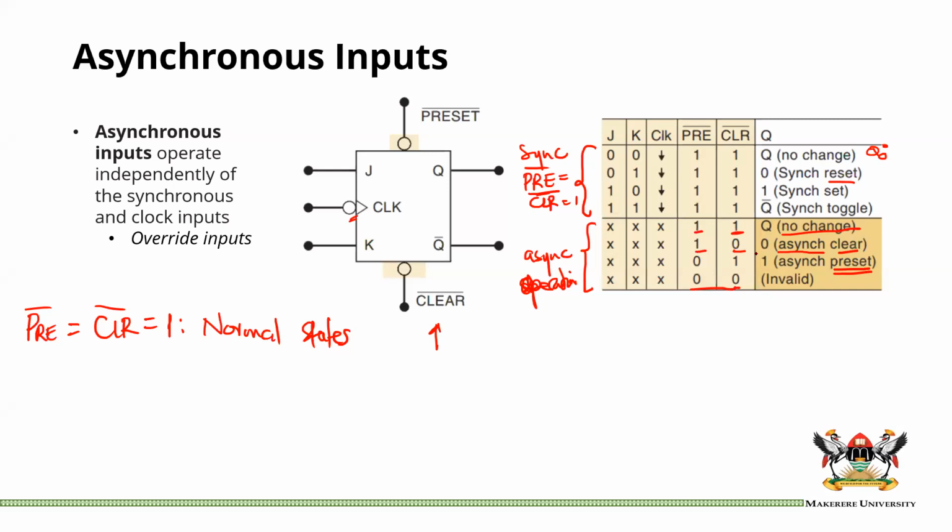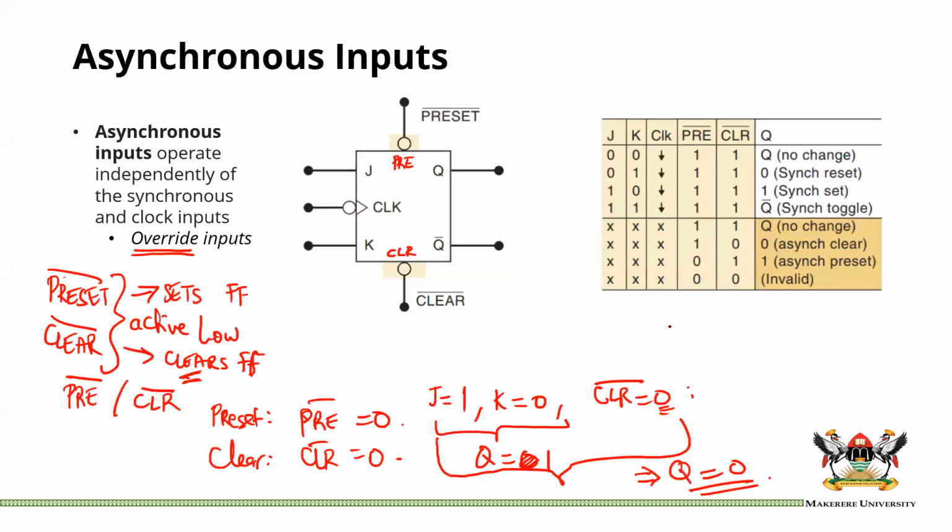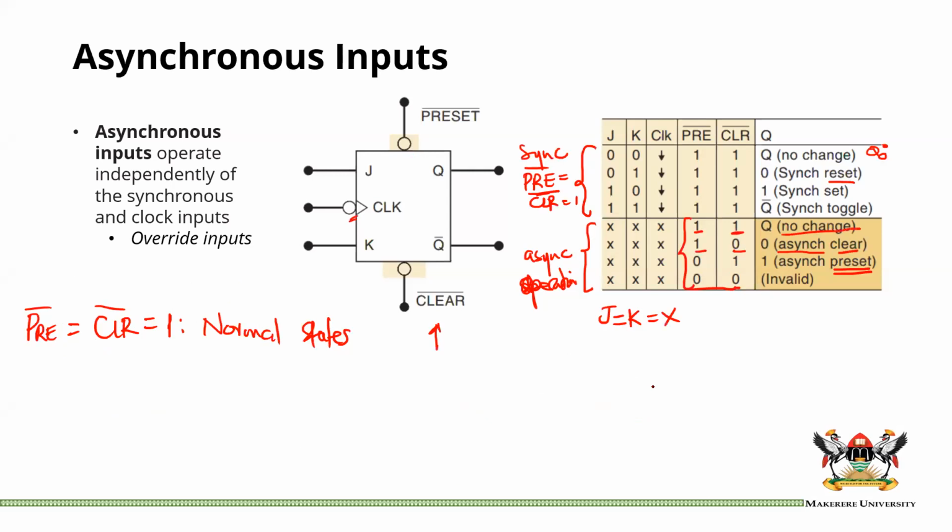So that takes us back. Now you can see that when this is happening, J and K we really don't care. Whatever they are, as long as we are clearing or presetting, as we saw in this example down here, J and K do not mean anything. That's why they are all X's, because once one of these is in the active state, the states of J and K do not really matter.